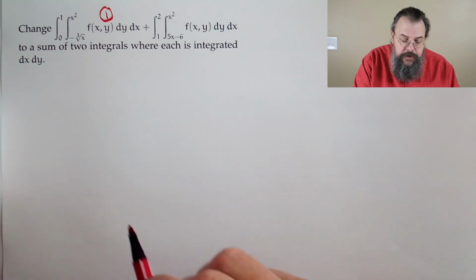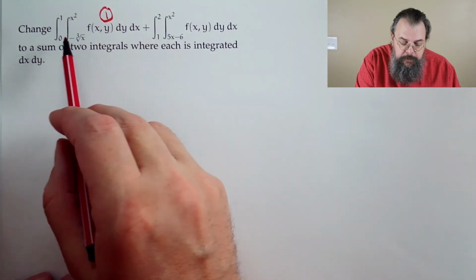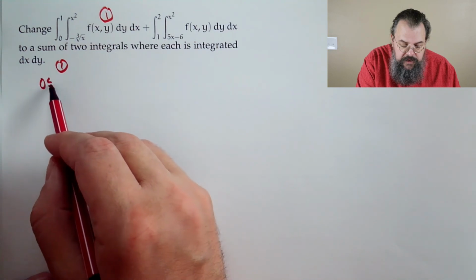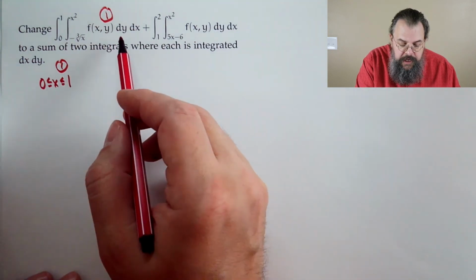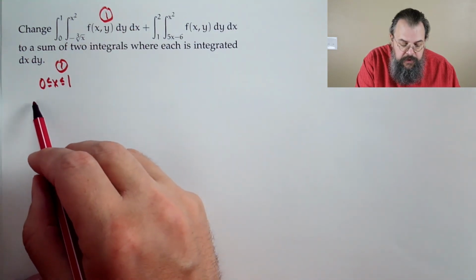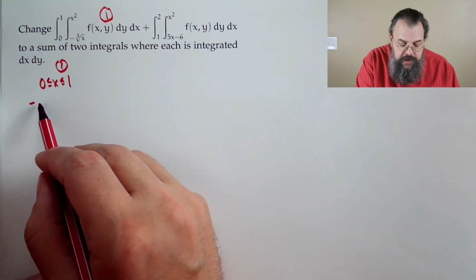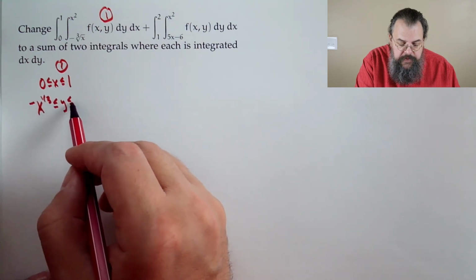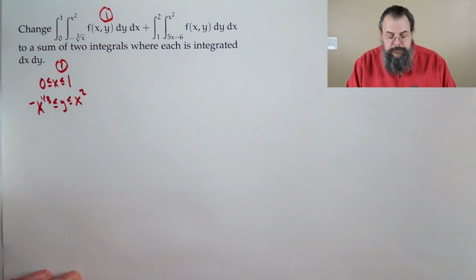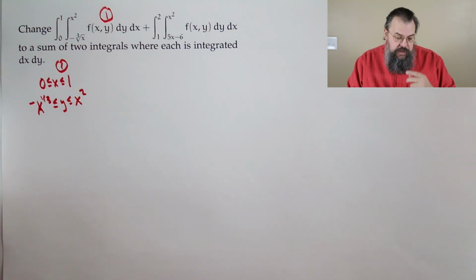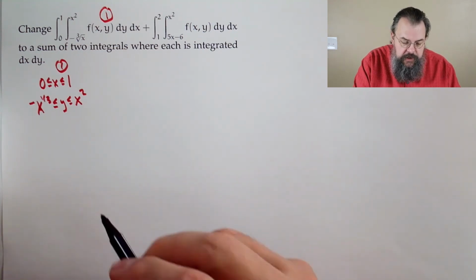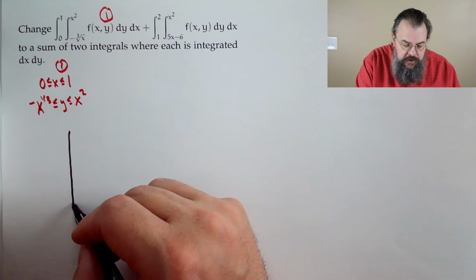All right, so what do we have? The first integral, we say, well, look, the x bounds are the outer bounds. That says that 0 is less than or equal to x, less than or equal to 1. And then the y bounds, we are told minus cubed root of x. I can think of that as x to the 1/3 less than or equal to y less than or equal to x squared. Okay, well, that's not so bad. We can sketch that.